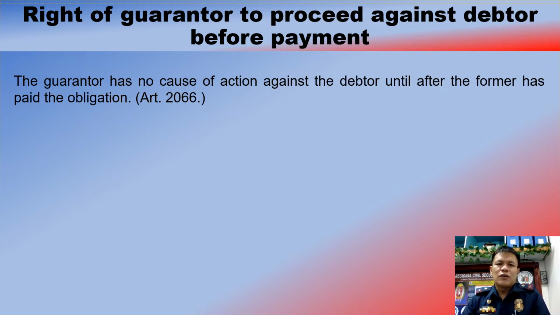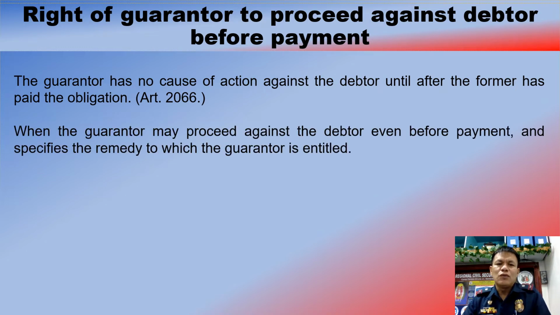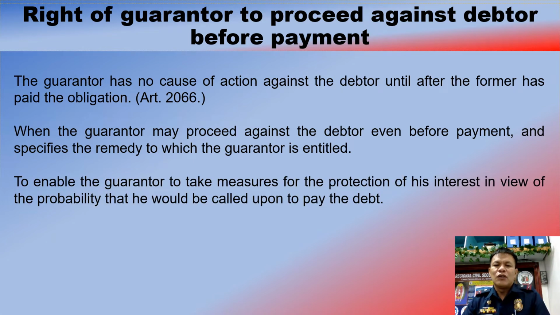Right of guarantor to proceed against debtor before payment. As a rule, the guarantor has no cause of action against the debtor until after the former has paid the obligation. Article 2071 enumerates 7 instances when the guarantor may proceed against the debtor even before payment, and specifies the remedy to which the guarantor is entitled.